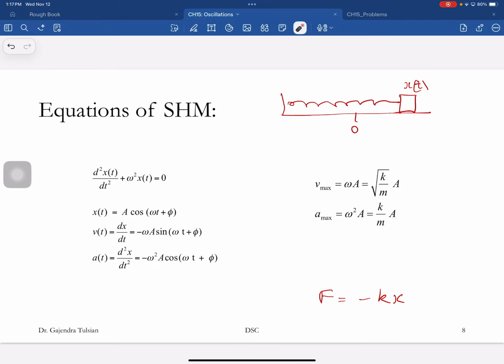Okay? So acceleration is 0 here. Acceleration is maximum at the extreme points. Velocity is maximum here, and velocity is 0 here. So they're opposites of each other. Okay? Did you guys understand that? All right.